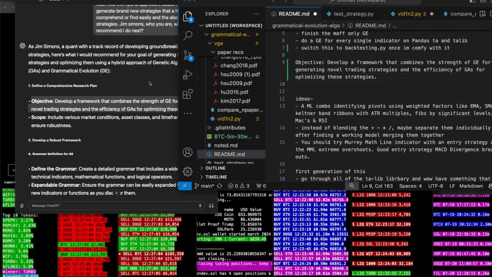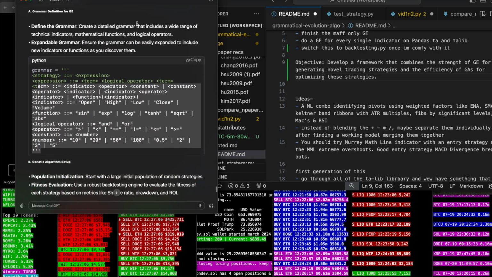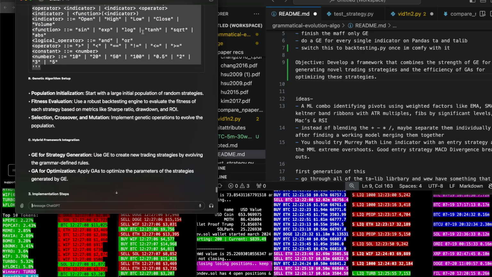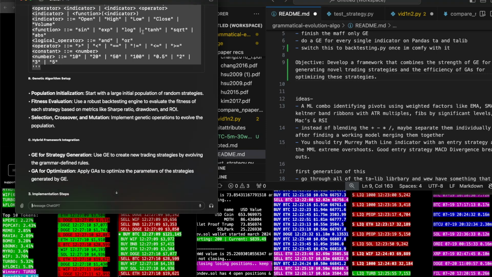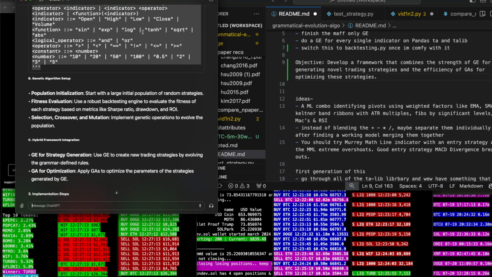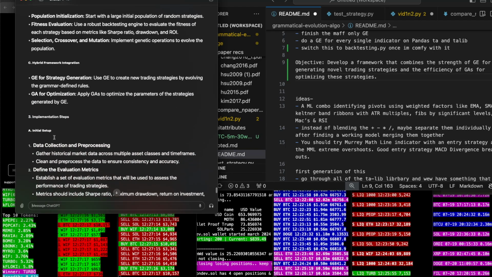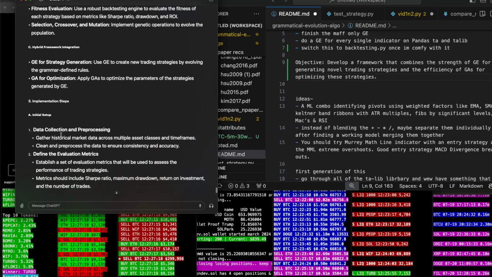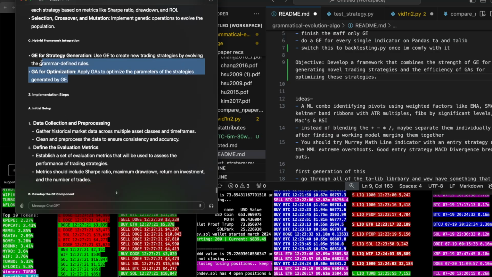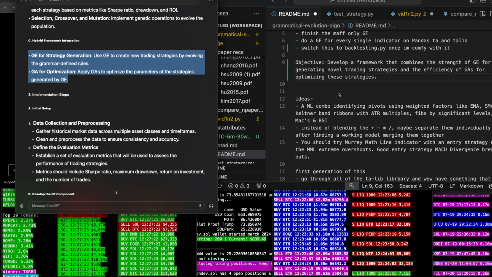777. Let's go ahead and keep it moving and develop a robust framework. Okay, genetic algorithm setup, population initialization. Start with a large population, then fitness function, then selection, crossover. Then hybrid framework, GE for strategy generation, and GA for optimization. I love that.